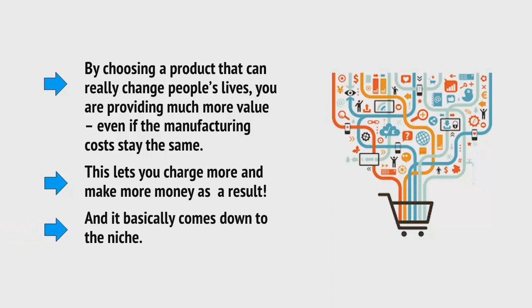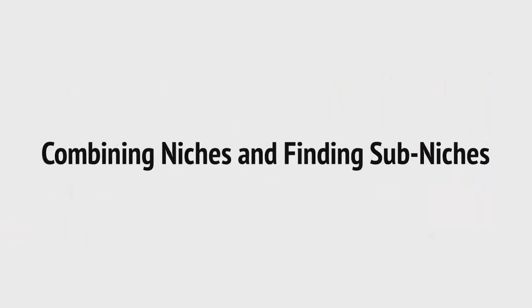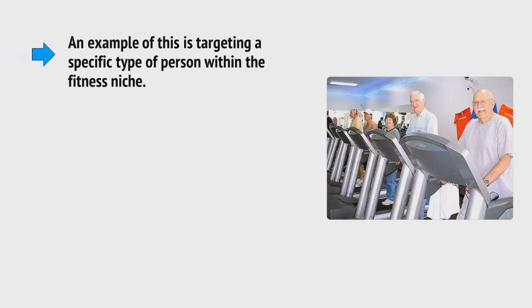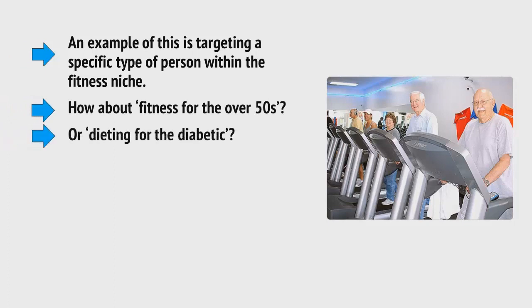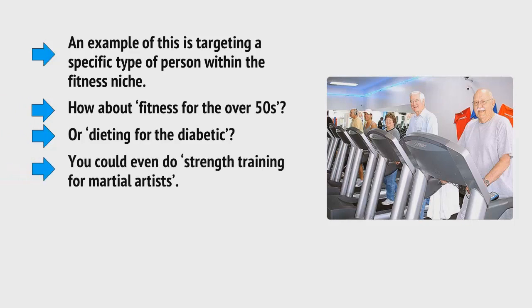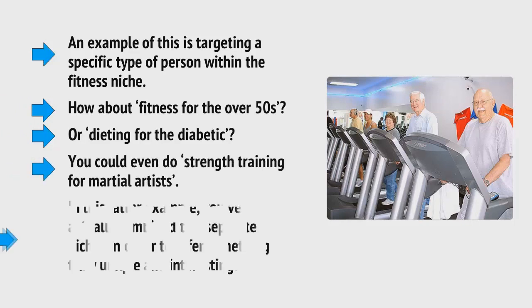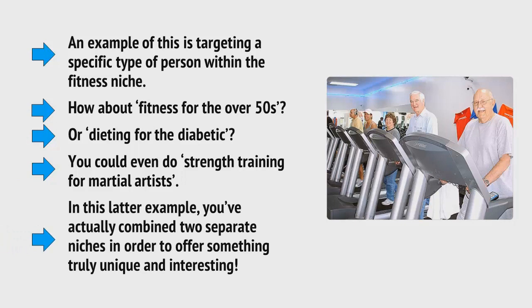And it basically comes down to the niche. In order to tick all these boxes, one strategy you can use is to target a sub-niche, a niche within a niche. An example of this is targeting a specific type of person within the fitness niche. How about fitness for the over 50s or dieting for the diabetic? You could even do strength training for martial artists. In this latter example, you've actually combined two separate niches in order to offer something truly unique and interesting.